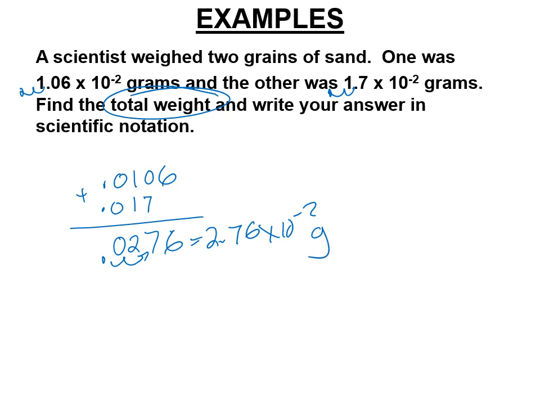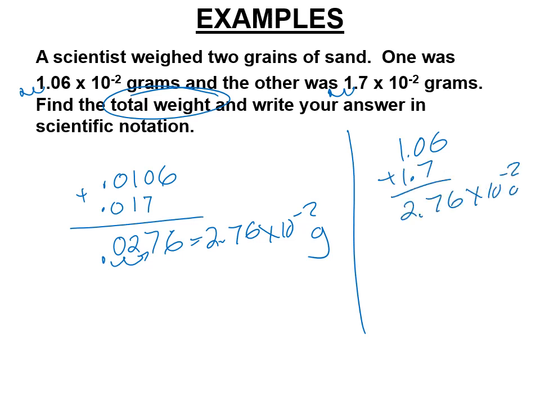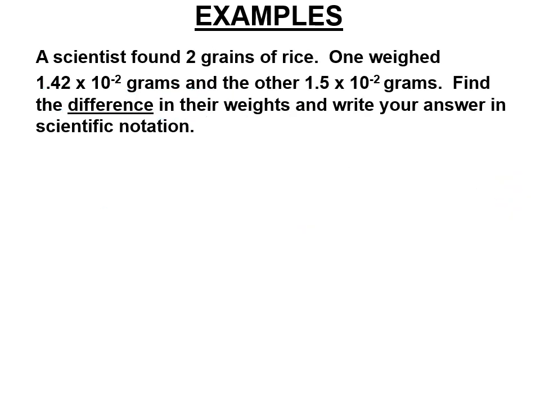Now, was the shortcut available yet here? Yes, it was. 1.06 plus 1.7, 2.76 times 10 to the negative second grams. Keep the exponent. All right, let's try this one.